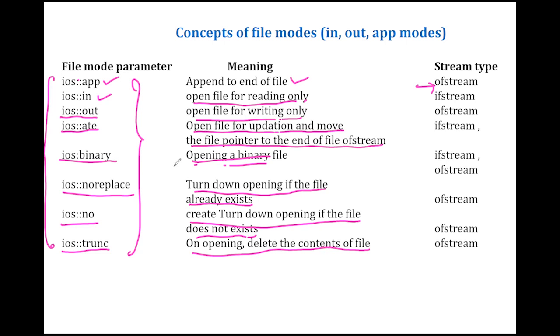So these are the different parameters along with the file you can give. Now why do we need all this? Every programmer will have a different requirement, isn't it? There may be a situation where you want to turn down opening of a file, where you want to clear the content of the file.